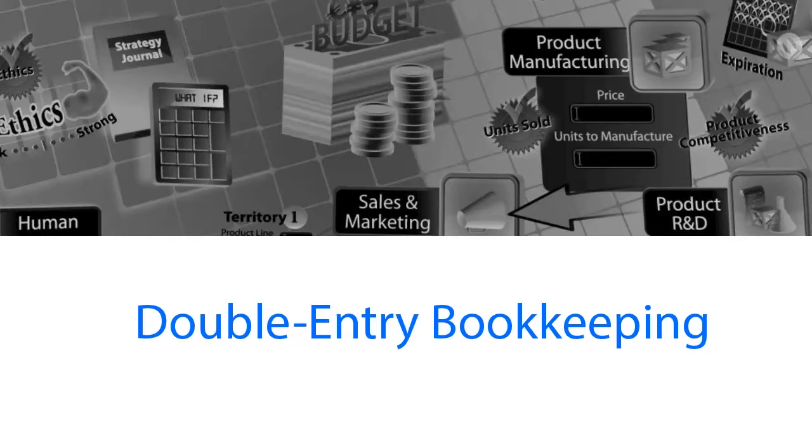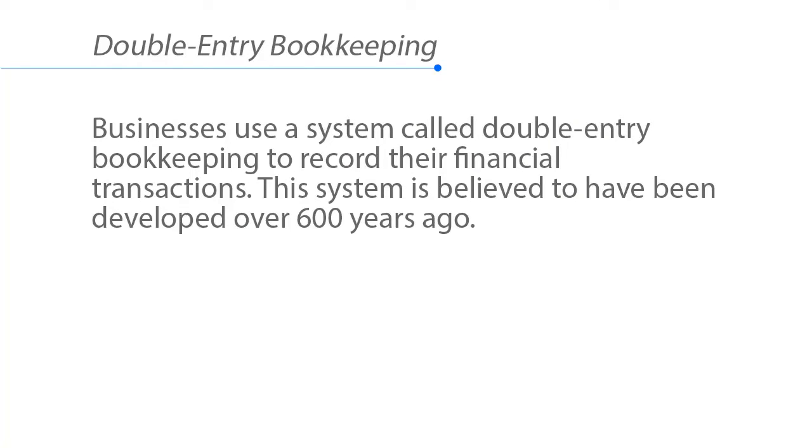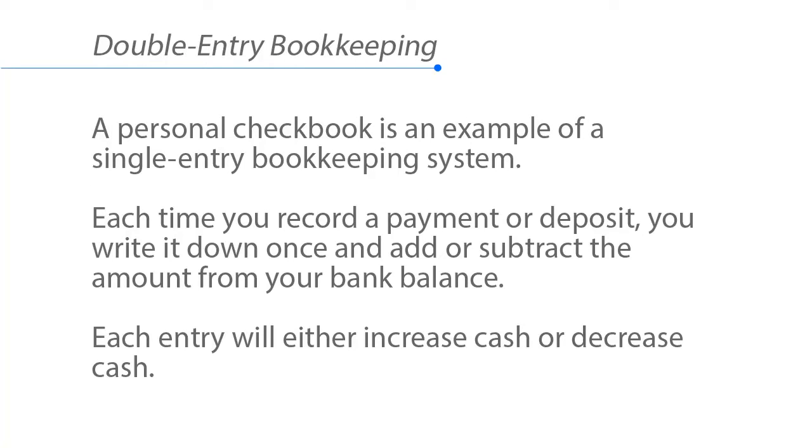Double entry bookkeeping. Businesses use a system called double entry bookkeeping to record their financial transactions. This system is believed to have been developed over 600 years ago. A personal checkbook is an example of a single entry bookkeeping system. Each time you record a payment or a deposit, you write it down once and add or subtract the amount from your bank balance. Each entry will either increase cash or decrease cash.